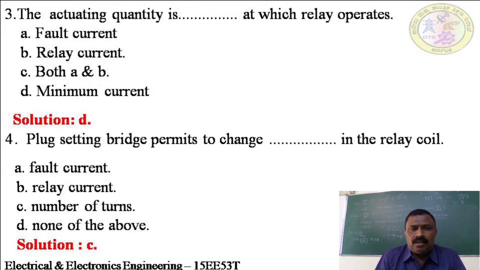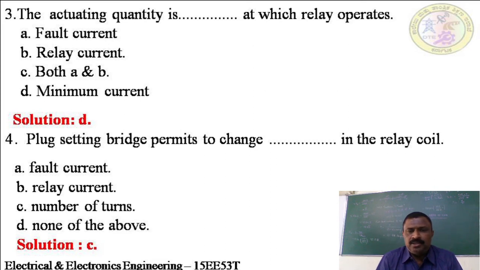Third, the actuating quantity is dash at which relay operates. The options are A, fault current; B, relay current; C, both A and B; and D, minimum current. The actuating quantity is the minimum current at which relay operates, because as soon as the actuating quantity is equal to the pickup value, it is the minimum value at which the relay operates. So therefore the solution for this is D. Hence the actuating quantity is the minimum current at which the relay operates.